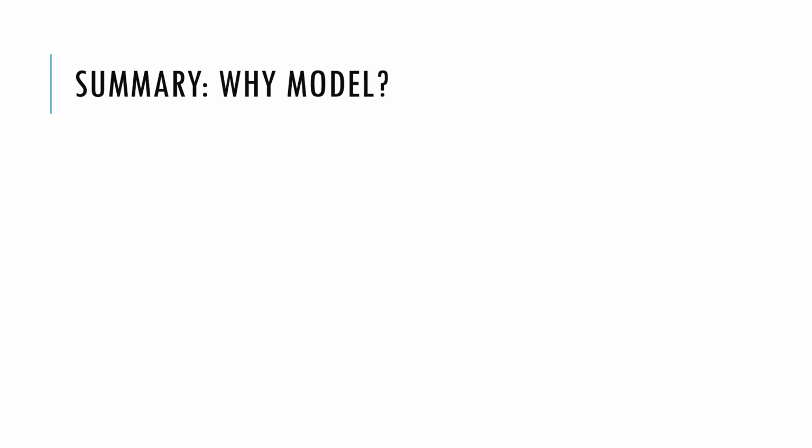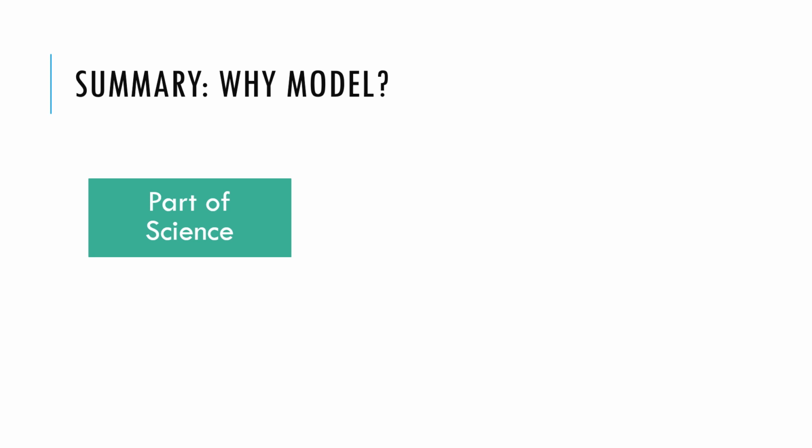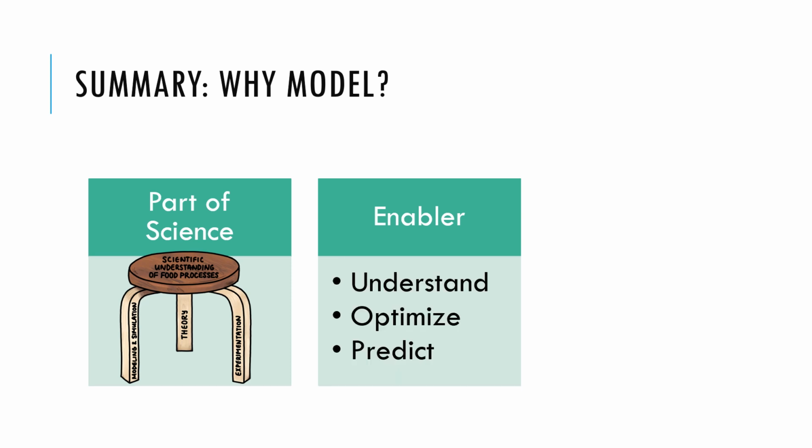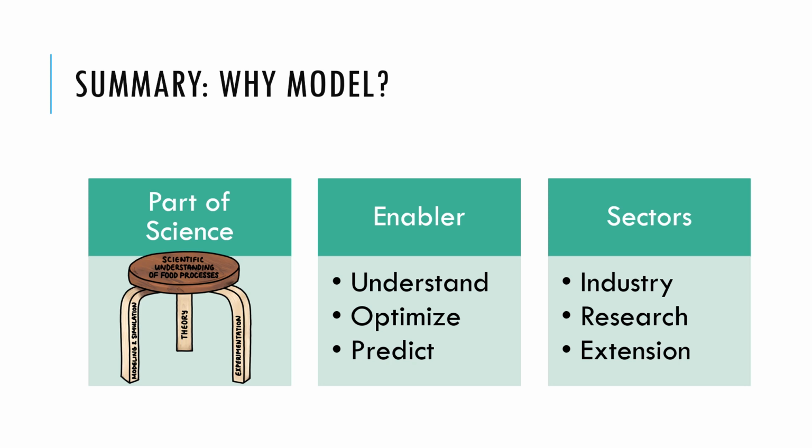To summarize this video, modeling is part of science. It is one of the three legs on which scientific understanding stands. Modeling is an enabler. It allows us to understand complex systems better, leading to better optimization and predictive capabilities. All three possibilities help the three sectors that we know of: industry, research, and extension or education. Industry is helped through computer-aided manufacturing that makes design faster with reduced time to market, research through complex systems understanding, and education through allowing students to be in active learning mode, trying what-if scenarios.